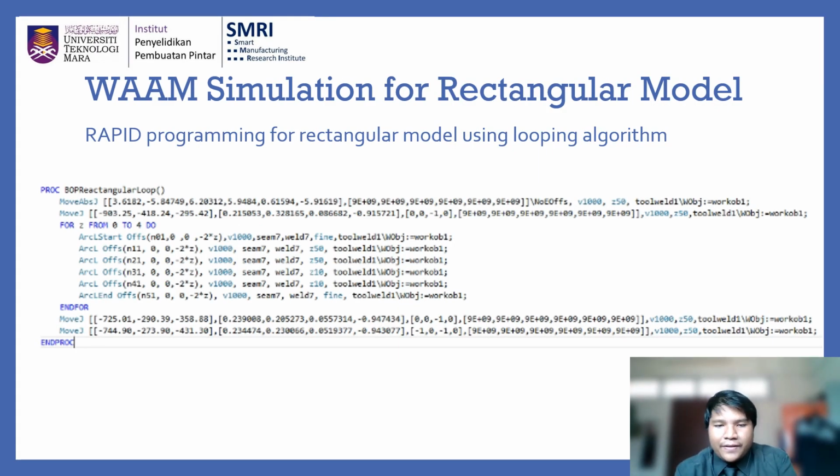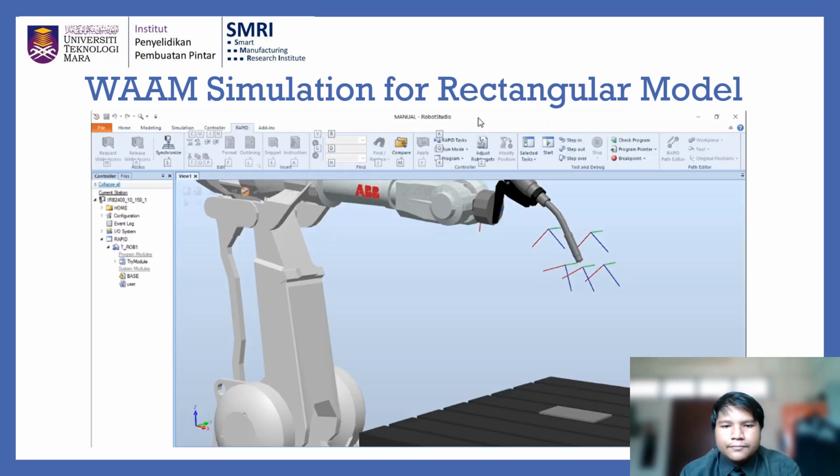Based on this figure here, this is the RAPID programming code for rectangular model using looping algorithm. This is one simulation for rectangular model in Robot Studio. So I will play the video here.